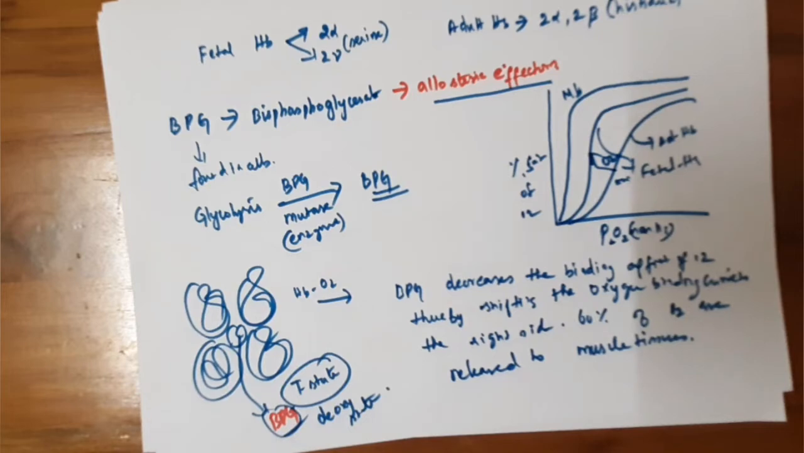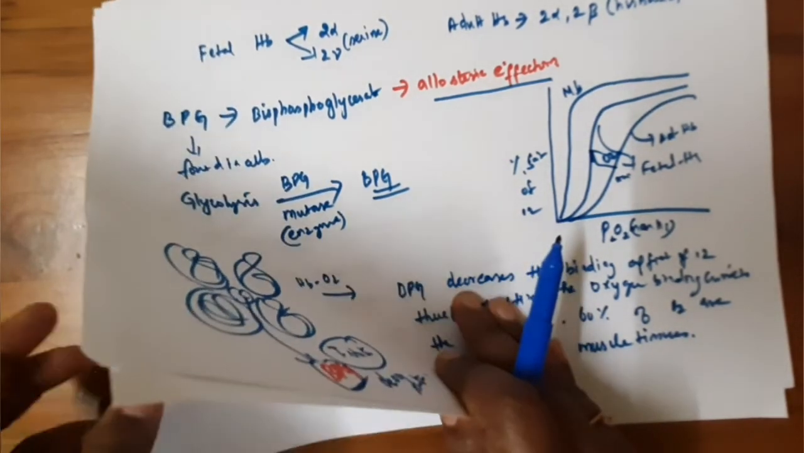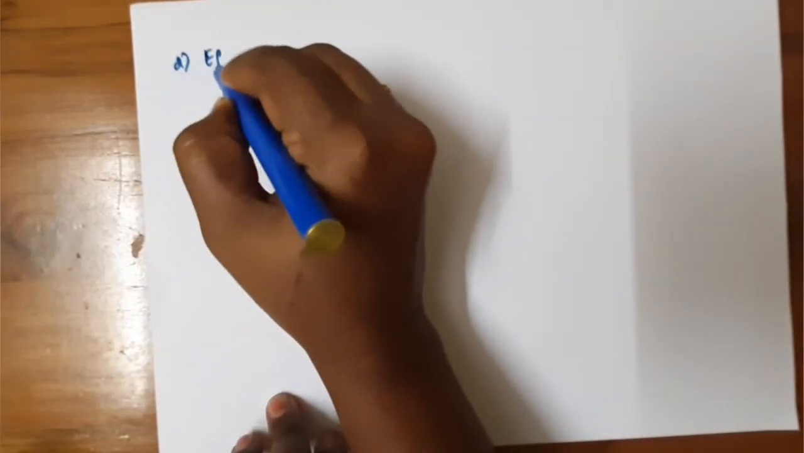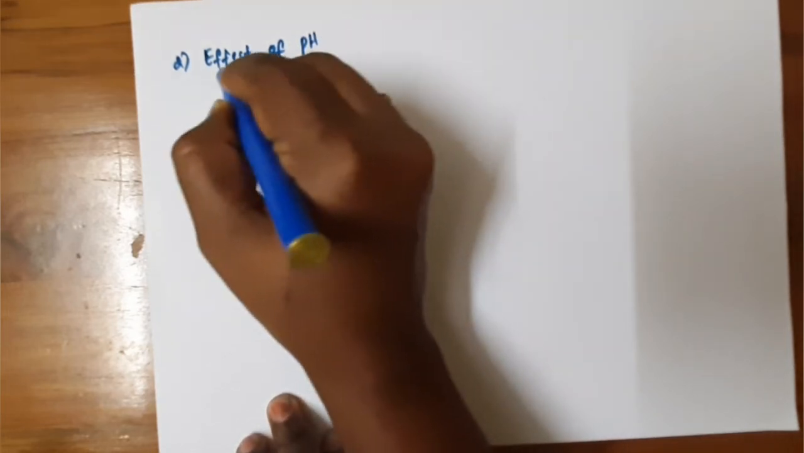So this is about the cooperative effect in hemoglobin. Next we will see the effect of pH.